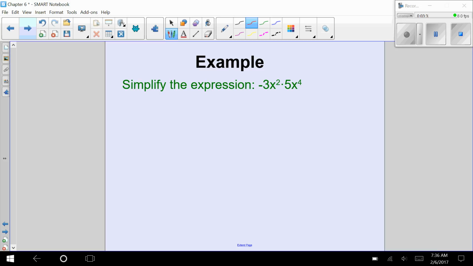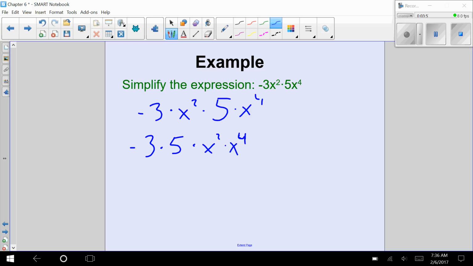Negative 3x to the 2nd times 5x to the 4th. We can break apart the different multiplication pieces. So we have negative 3 times x to the 2nd times 5 times x to the 4th. And now the commutative property says that I can rearrange this however I want. So we're going to put the negative 3 and the 5 together. And then we're going to put the x squared and the x to the 4th together. Well, negative 3 times 5 is negative 15. X squared times x to the 4th, our base is x. We add those exponents and get a 6. So our answer is negative 15, x to the 6th power.